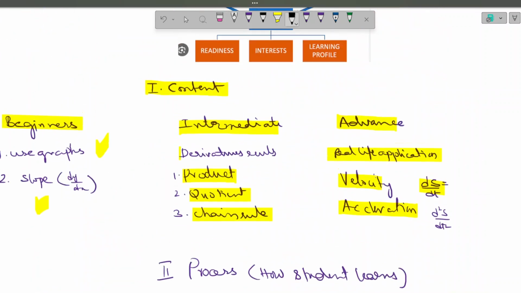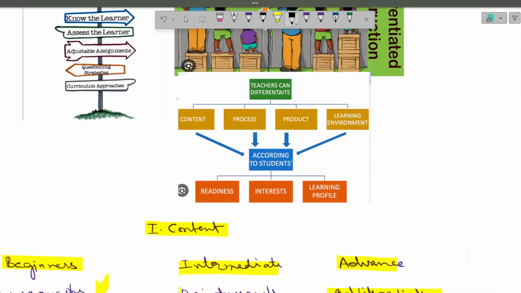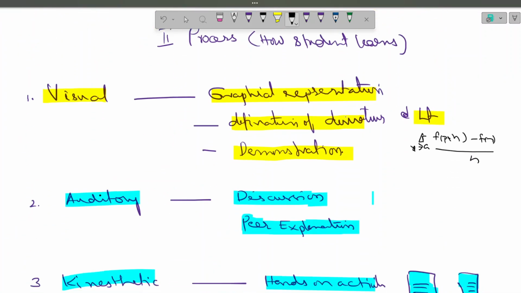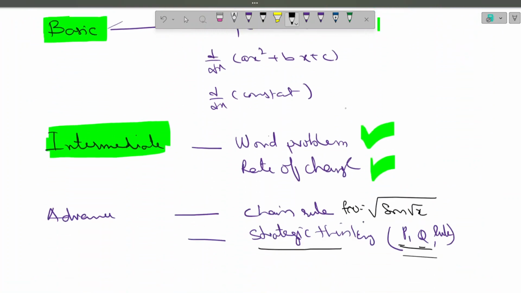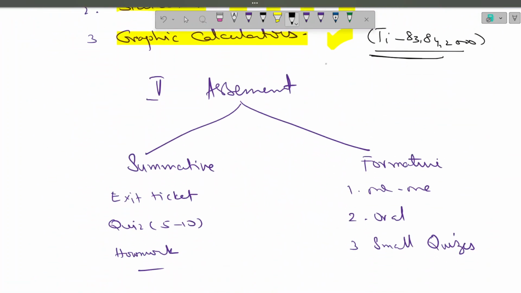As a teacher, we have done our job. We have presented the content, the process, the product. The learning environment also we have provided, we have done all the things. Now, how much they have learned, you have to test them and assign them work to see how much they have learned, whatever you have taught them. So you have to go for a summative assignment or formative assignment. Exit ticket, quiz, homework, you have to find out how they are doing. And a formative assignment, one-to-one, you ask a few questions, oral questions, small quizzes, like that.